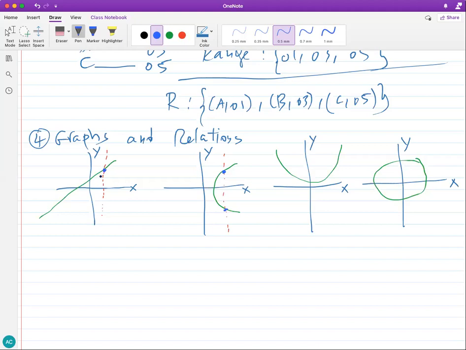So here's the deal. If the line meets the graph once, it's a function. If it meets more than once, not a function. That's all. That's what we call the vertical line test. Again, if the vertical line meets the graph once, it's a function. If it meets more than once, for example here, not a function. That's what we call the vertical line test.